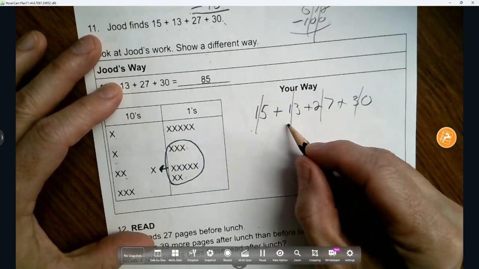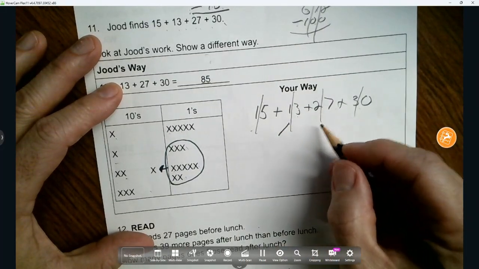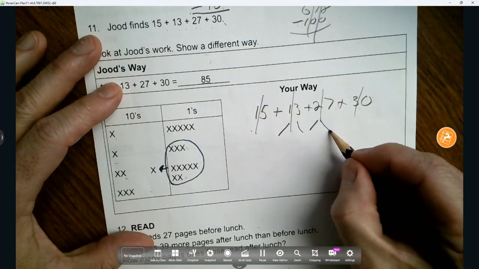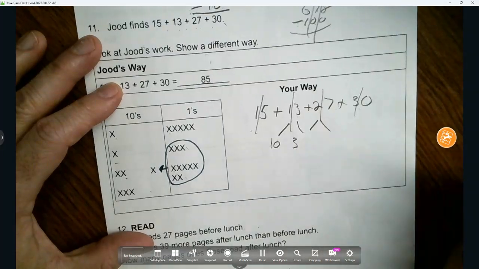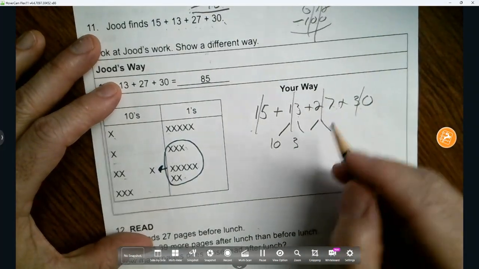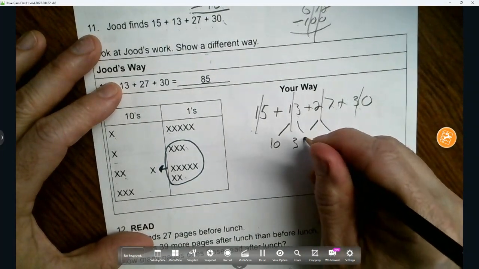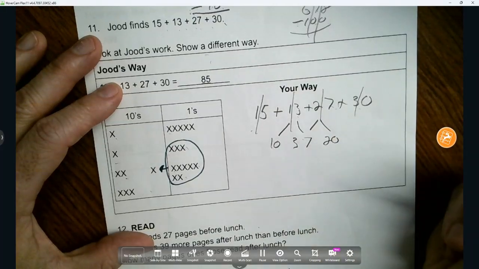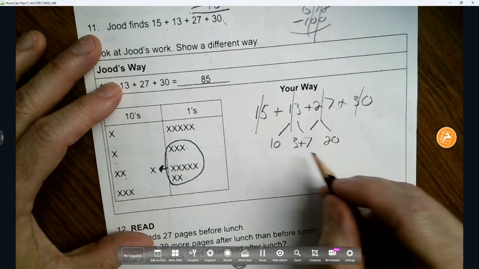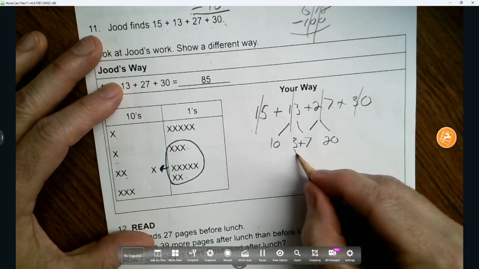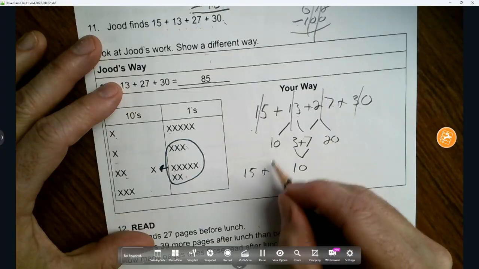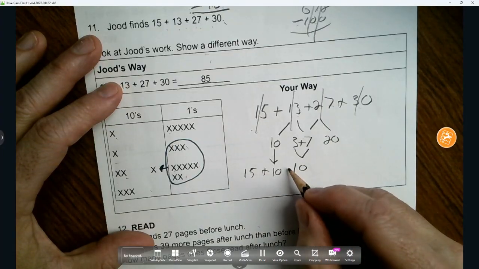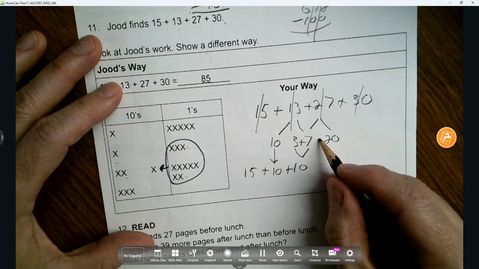So I can take this over here, this over here, this over here, this over here, right? So I'm going to make 13 into 10 and 3. And I'm going to make 27. I'm going to write it backwards. I'm going to put the 7 right here and the 20 over here. Because I want to add 3 plus 7 to get what? To get 10.